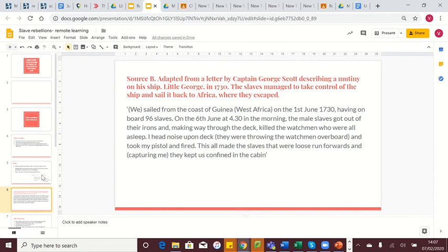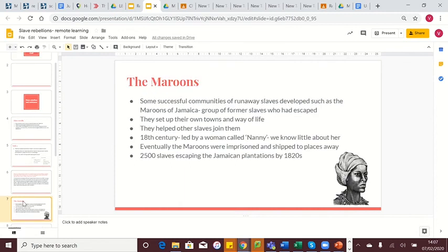So moving on, we're looking at a group of people called the Maroons. And there were examples of some very successful communities of runaway slaves that developed their own way of life. One of these most successful ones were a group of people that were known as the Maroons, which lived in Jamaica, which is in the Caribbean.